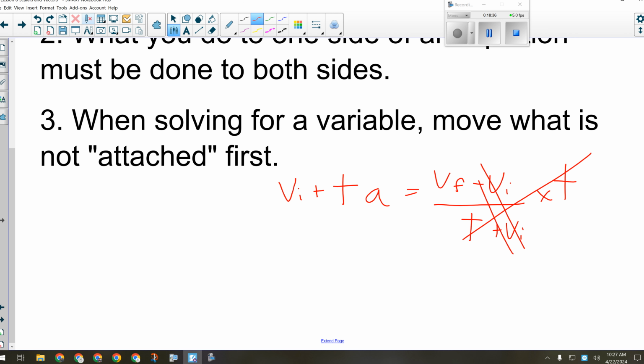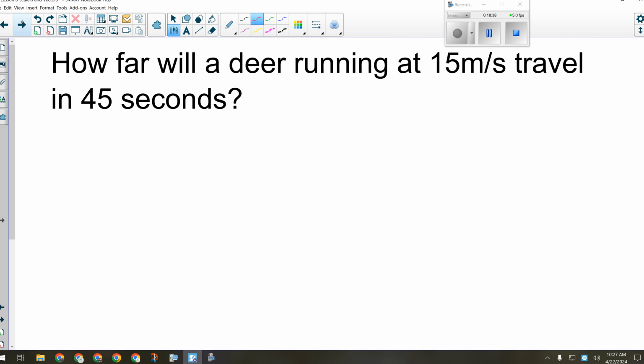All right, so let's have a look at a simple V equals D over T question. Let's have you write that one down and see if you can solve it. We're looking for how far a deer running at 15 meters per second would travel in 45 seconds.